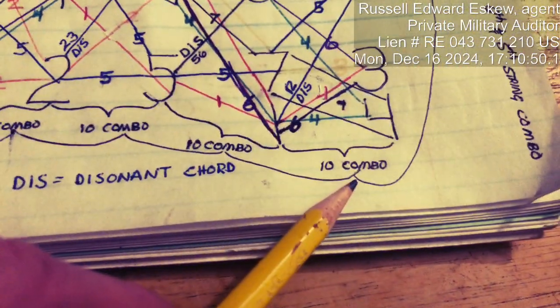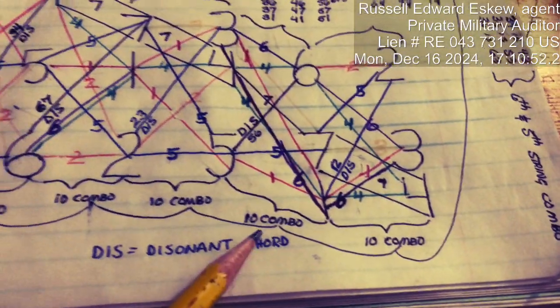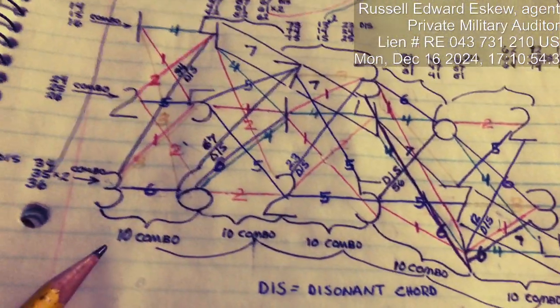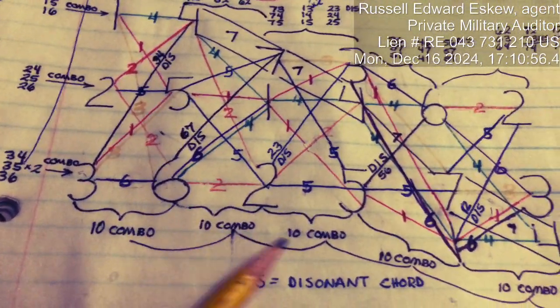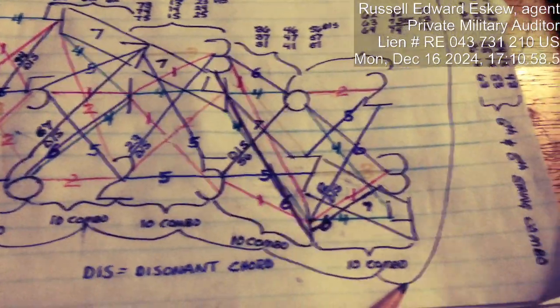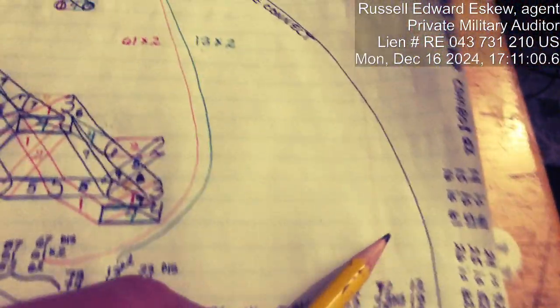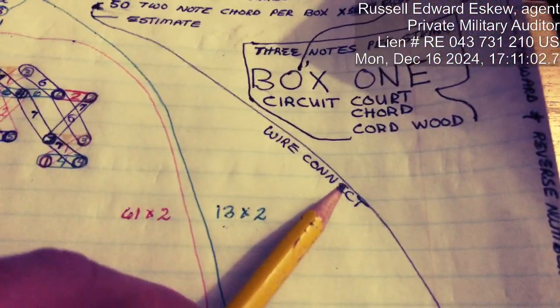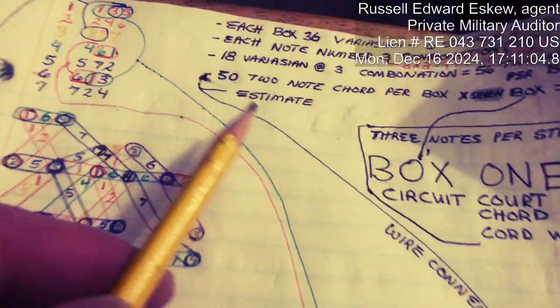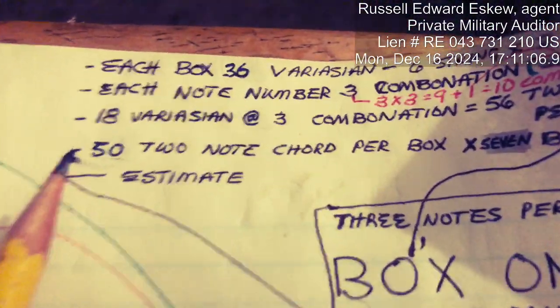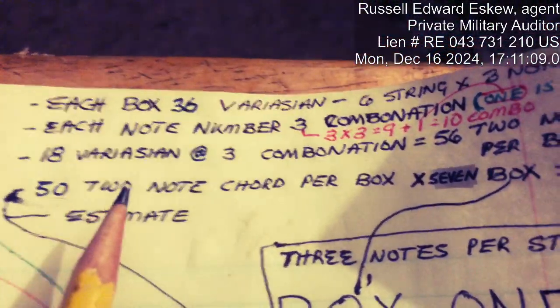There's a circuit here, there's a connecting wire. These are connected. All these are connected for the dipole electricity. The combination goes all the way up here, wire connect, and there's the note, the key note. There are 52 note chords.